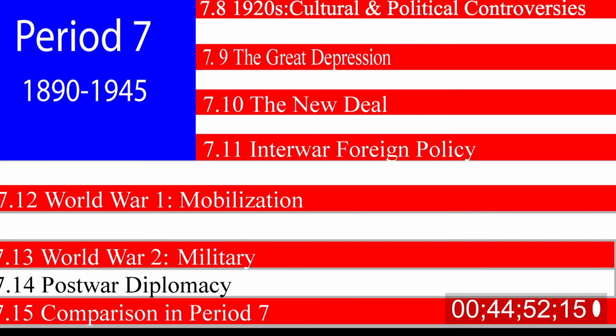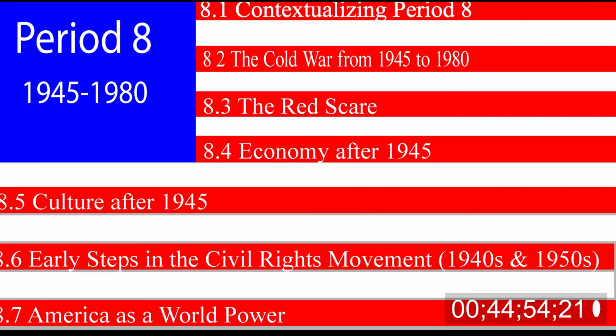Period 8, 1945 to 1980. Alright. America had to decide what they were going to do with all this power after World War II, and how they were going to handle the Soviet Union. That's basically the big thing of this period.